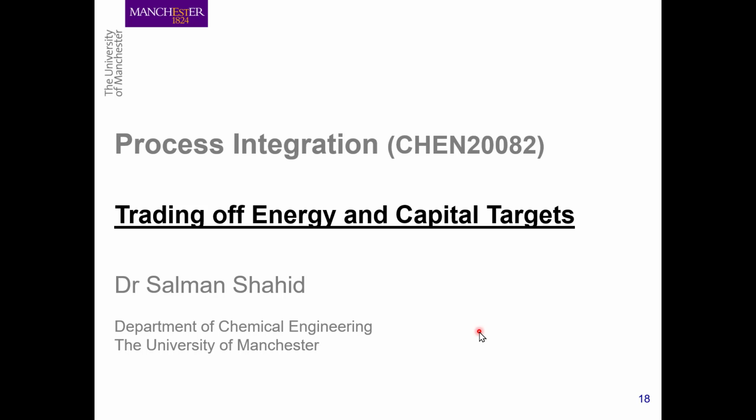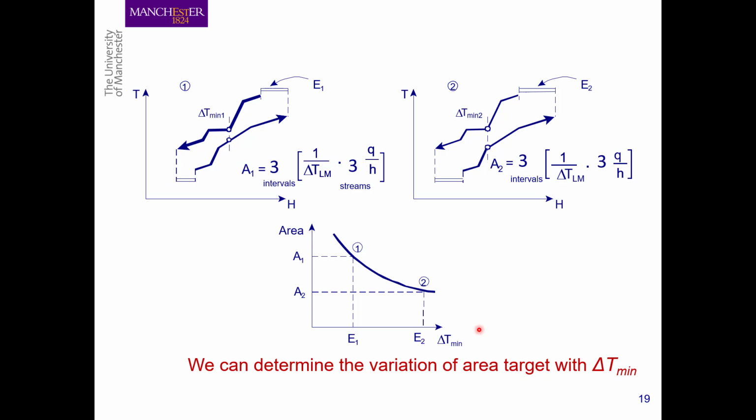Lecture 12, Part 3. In the first two parts of this lecture, we looked at the capital-energy trade-off, and we said that the value of delta T min is a parameter that dictates the energy targets and area targets of the system. If delta T min is lower, we can recover much more heat from the process, and we have less external energy or utility requirement. But if the value of delta T min is higher, we have less process-to-process recovery, and then much higher energy requirements for the process.